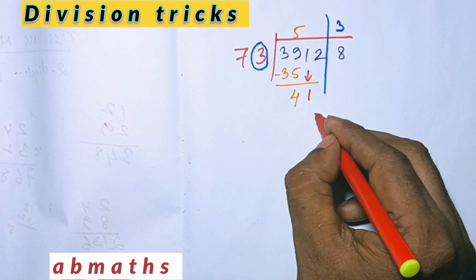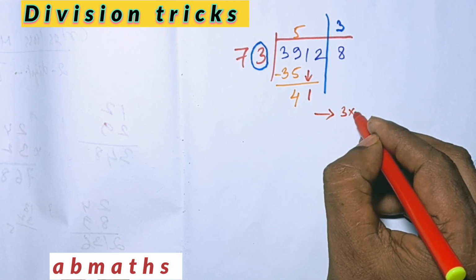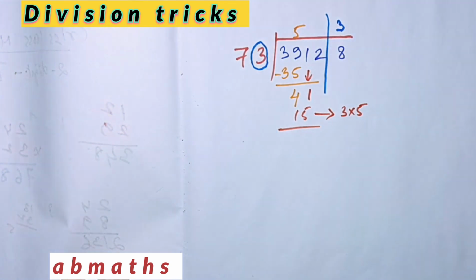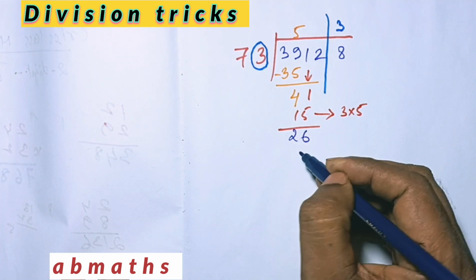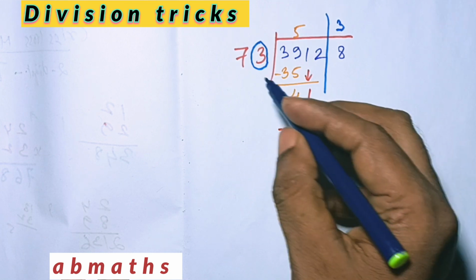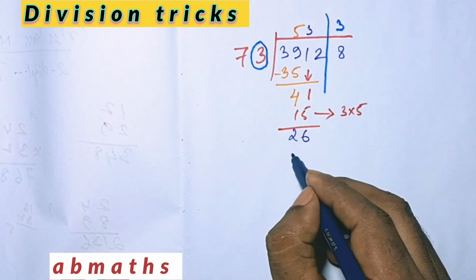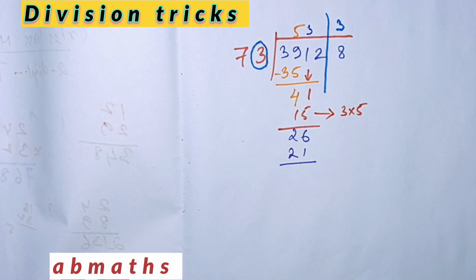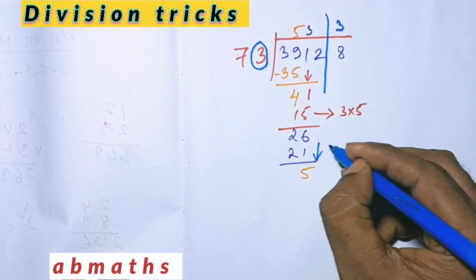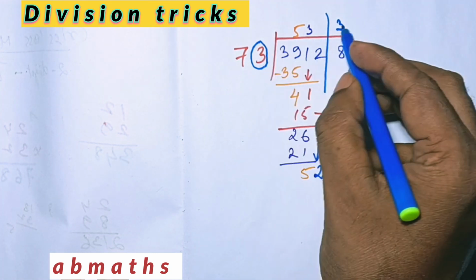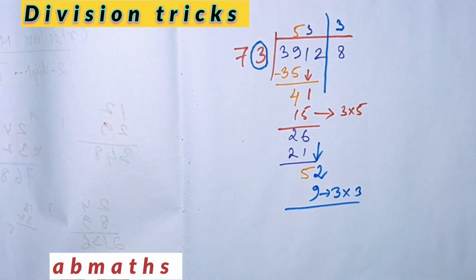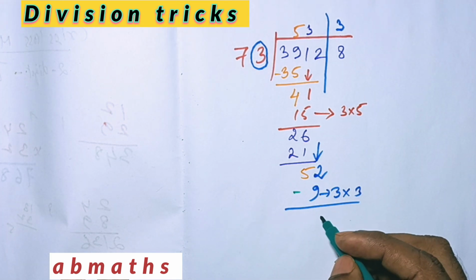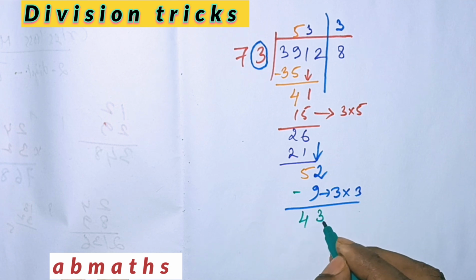When we bring down a number, we have to multiply here 3 into 5. So 15, we'll write it here. Then we'll subtract this 15 from 41 to get 26. So 7 3 is 21. After subtraction, we'll get 5 here. And we bring down this 2. When we bring down 2, we'll multiply 3 into 3, and write 9 here. So after subtraction, 52 minus 9 is 43.